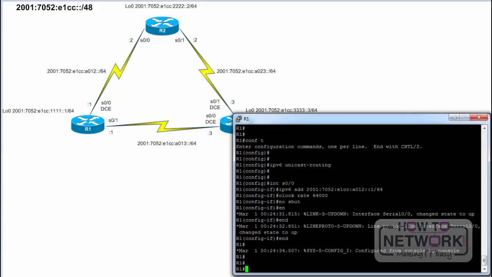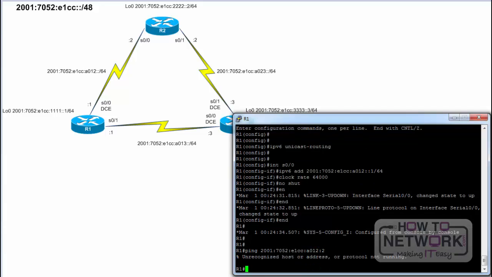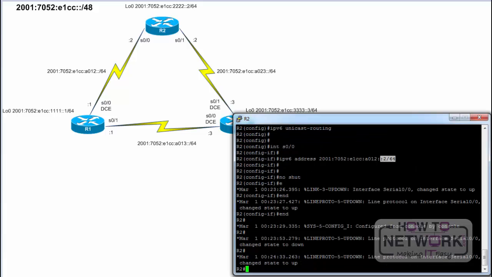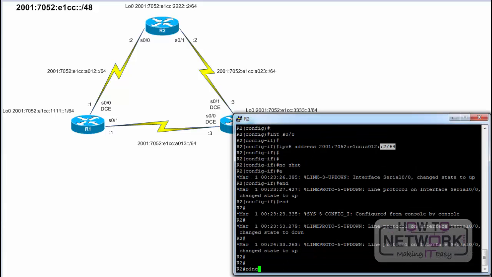IPv6 communications are verified by pinging R2 from R1 and vice versa. Ping 2001:7052:E1CC:A012. Oops, we missed the double colon. So double colon 2, and it is successful. On R2, we ping R1. 2001:7052:E1CC:A012 double colon 1.